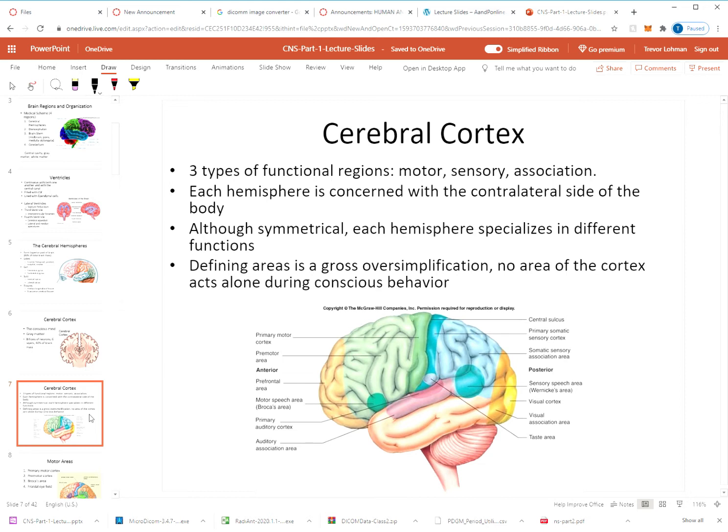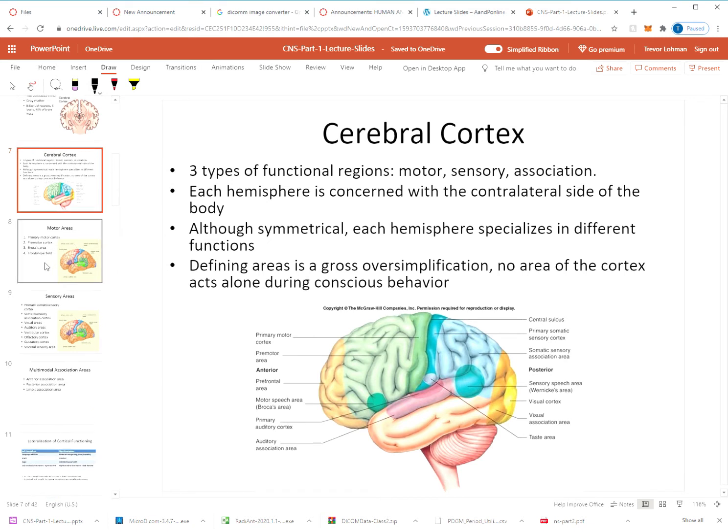So the disclaimer to all of this that your book uses, and I agree with, is that defining areas, so saying what an area does, is a gross oversimplification. No area of the cortex acts alone during conscious behavior. So that's not to diminish the importance of what we're about to talk about, but there's a lot of gray areas. It's not black and white. Brain research, especially functional research, is not black and white.